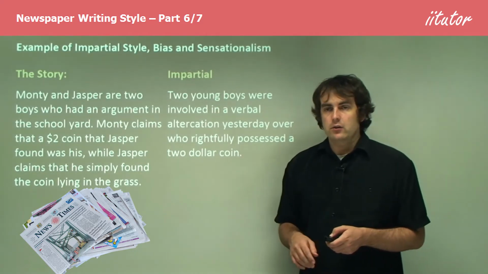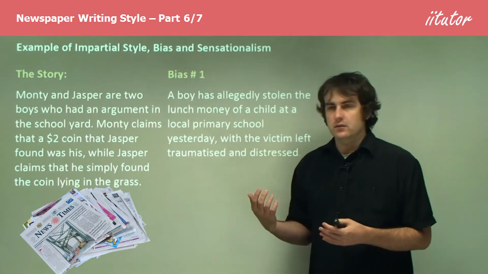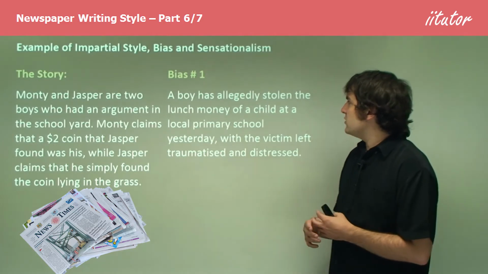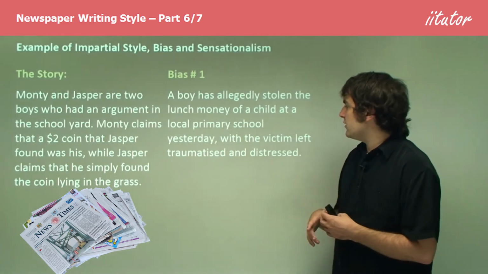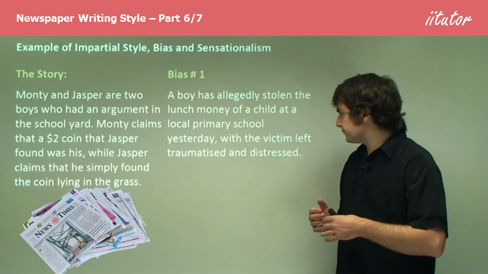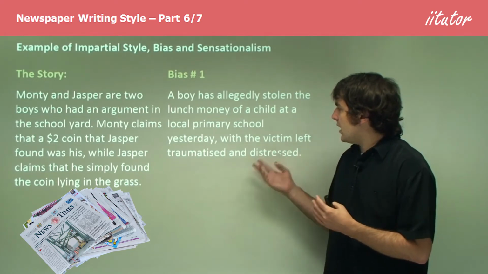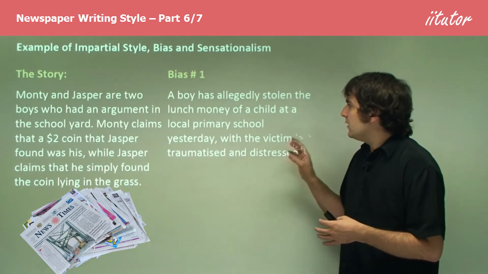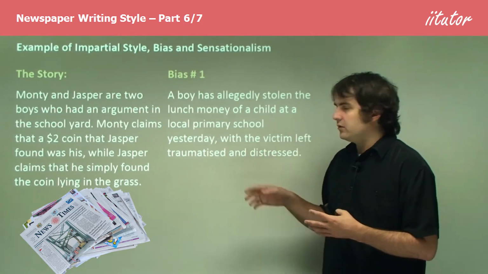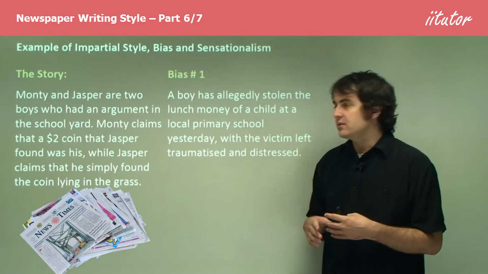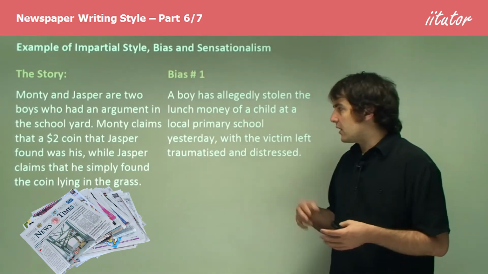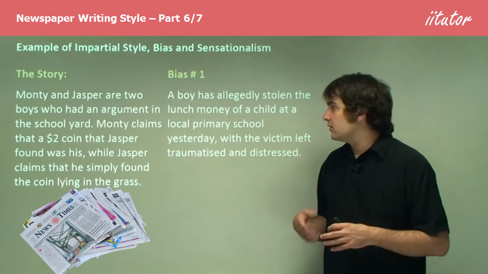If I was to lean it one way or the other, so let's just lean it the first way, for instance, and you can guess which side this is leaning towards. A boy has allegedly stolen the lunch money of a child at a local primary school yesterday, with the victim left traumatised and distressed. Okay, still reporting on the facts, and yes, there's a little bit of embellishment at the end there, but it's just leaning towards Monty at the moment. So it's leading towards the victim, and it's even calling him the victim, just to highlight that he is a victim of an act, even though he may be just as guilty or not.